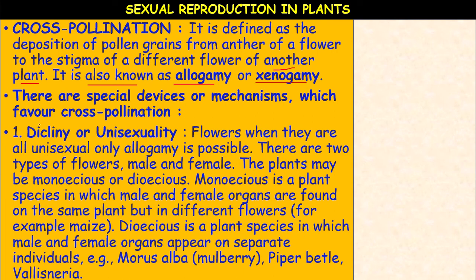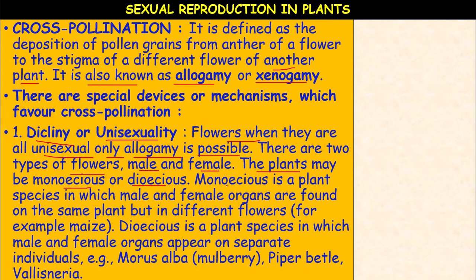What are they? First, diclinism, also called unisexuality. When the flowers are all unisexual, meaning male and female flowers are separate, only allogamy, that is cross pollination, is possible. There are two types of flowers, male and female. The plants may be monoecious or dioecious.